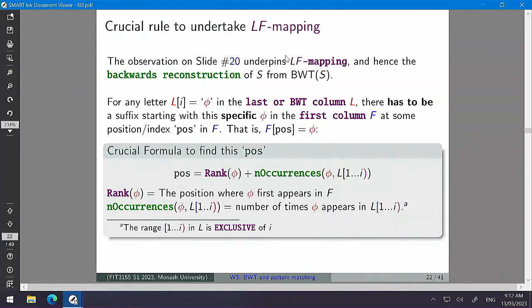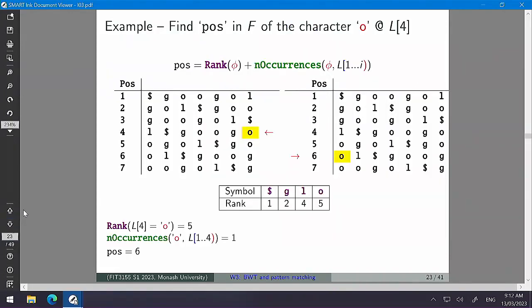Now, let's look at an example, and this will hopefully make the mechanics very clear. Whenever you learn a complex algorithm the first time, it looks confusing. It takes a few attempts.